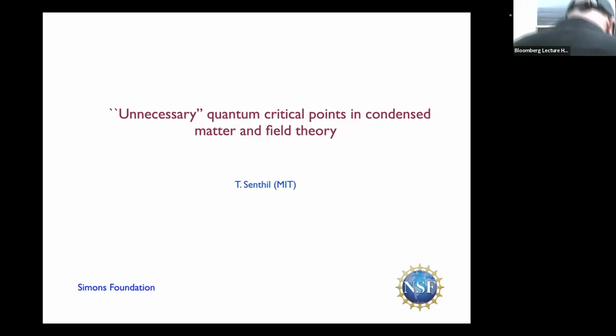It's a pleasure to welcome Senthil back to IAS. Talk about unnecessary quantum critical points in condensed matter and field theory.